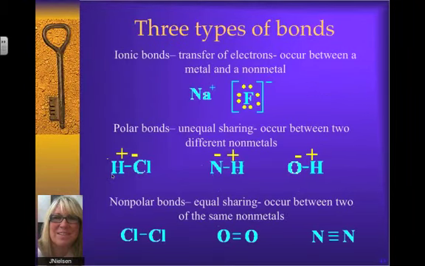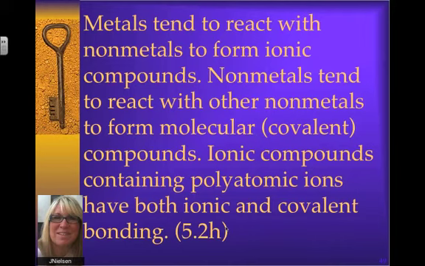So here's 3 types of bonds to review. Ionic: transfer of electrons between a metal and a nonmetal, must have brackets and charge. Polar bonds: unequal sharing, and that occurs between 2 different nonmetals, where one has a higher electronegativity than the other. Nonpolar bonds means there's equal sharing occurring between 2 of the same nonmetals. Or you can be nonpolar by symmetry. Metals tend to react with nonmetals to form ionic compounds, and nonmetals tend to react with other nonmetals to form molecular or covalent compounds. Ionic compounds containing polyatomic ions are said to have both ionic and covalent bonds.